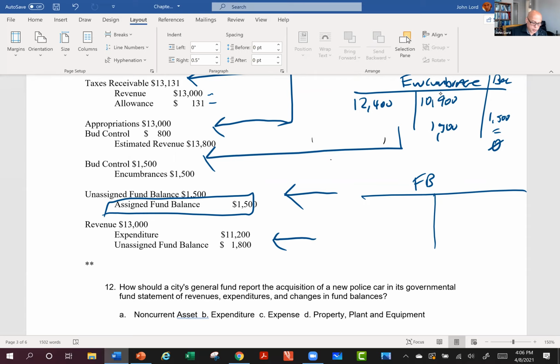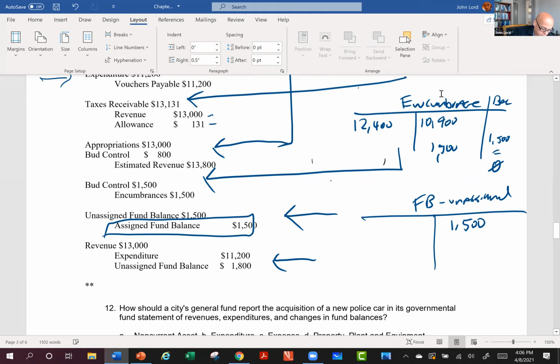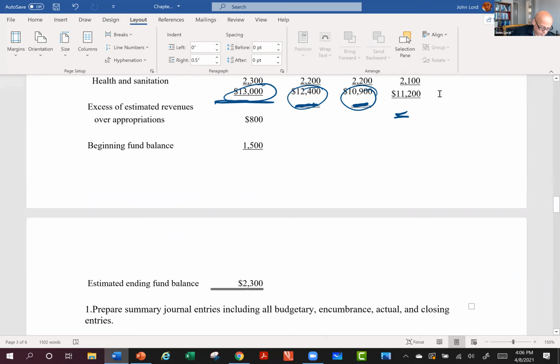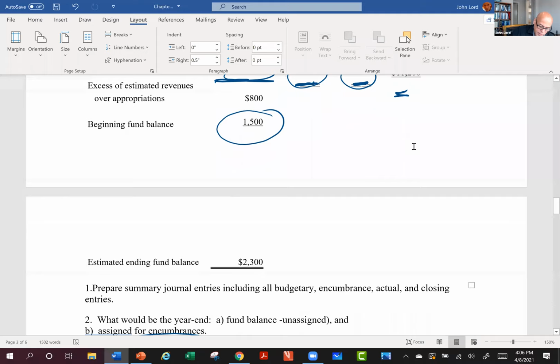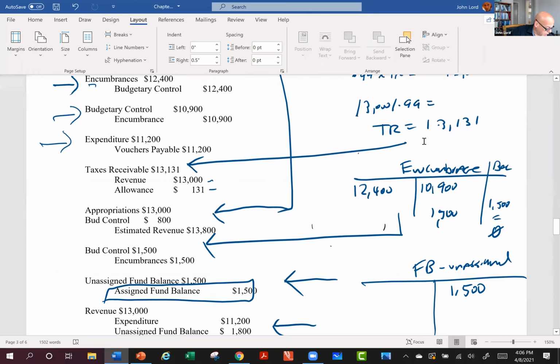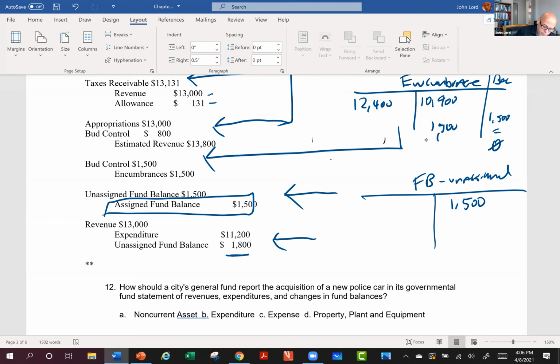But for unassigned fund balance, it started out with what? 1,500? Where do they tell me that? It started out with 15, okay? And then I credited it for 18 right here. And then I turn around and debited it over here for 15 when I set up that assigned fund balance. So ending balance is how much? 1,800? Yep.